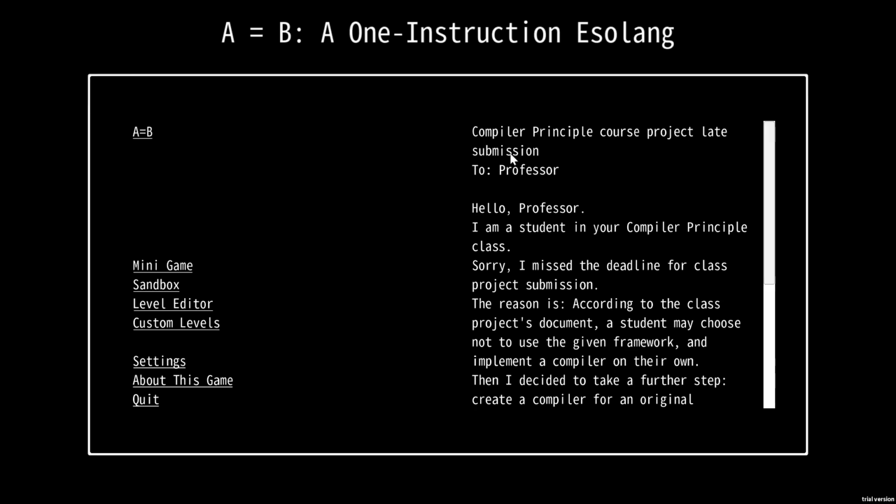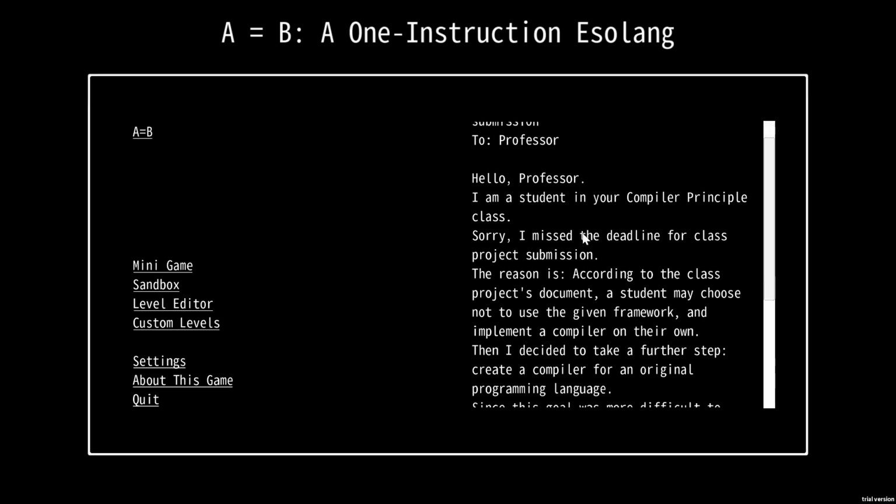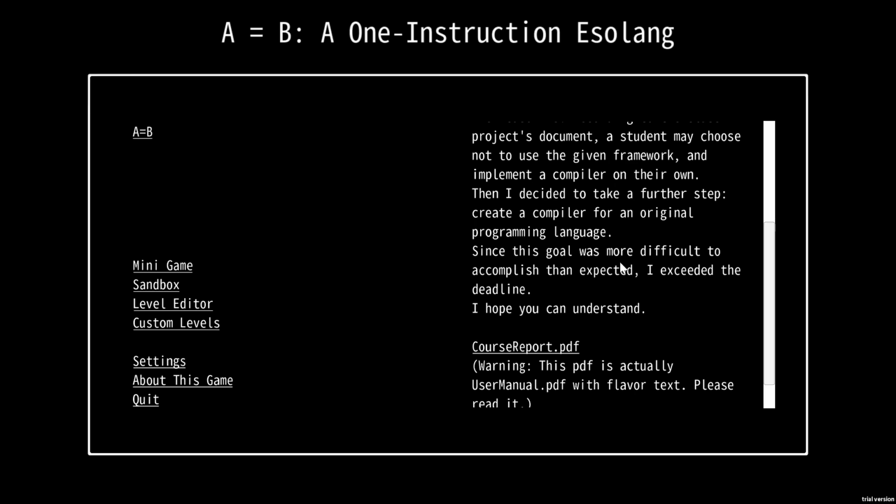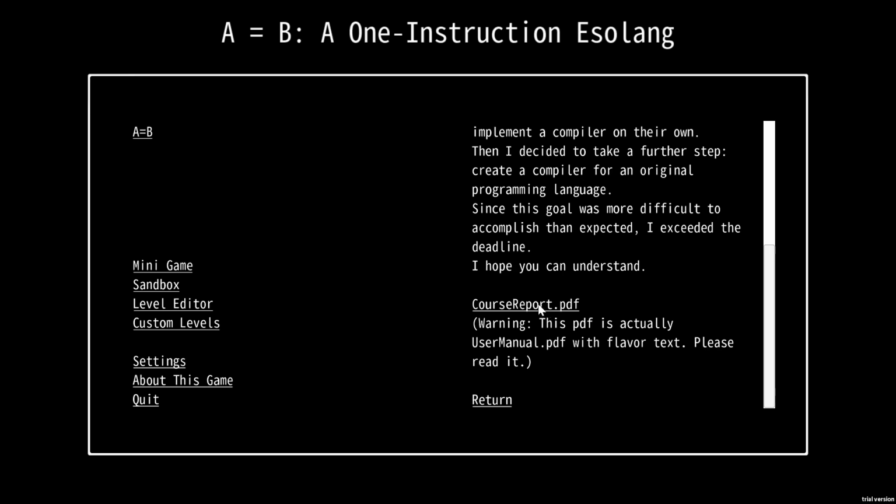late submission to Professor. Hello, Professor. I am a student in your compiler principal class. Sorry, I missed the deadline for a class project submission. The reason is, according to the class project document, a student may choose not to use the given framework and implement a compiler of their own. Then I decided to take a further step, create a compiler for an original programming language. Since this goal was more difficult to accomplish than expected, I exceeded the deadline. I hope you can understand. Course report.pdf.